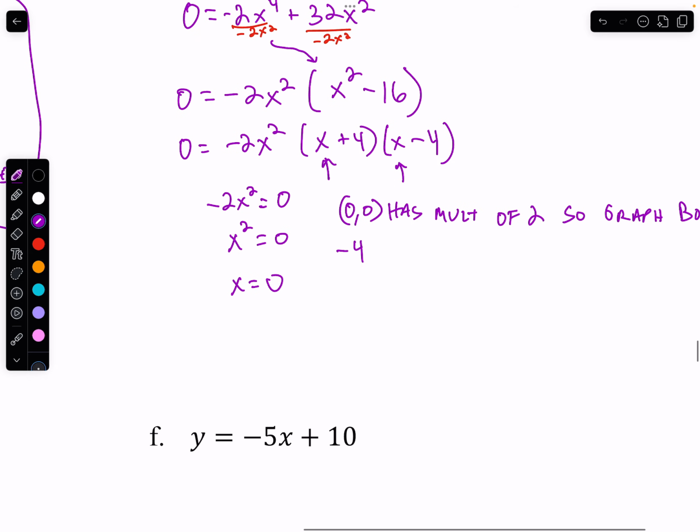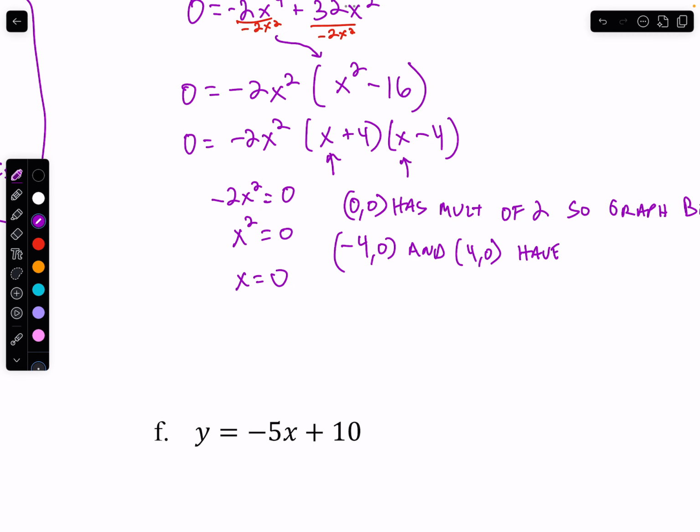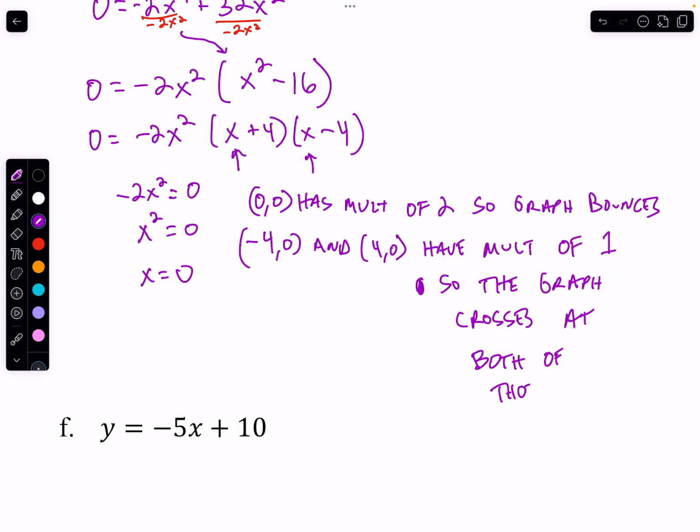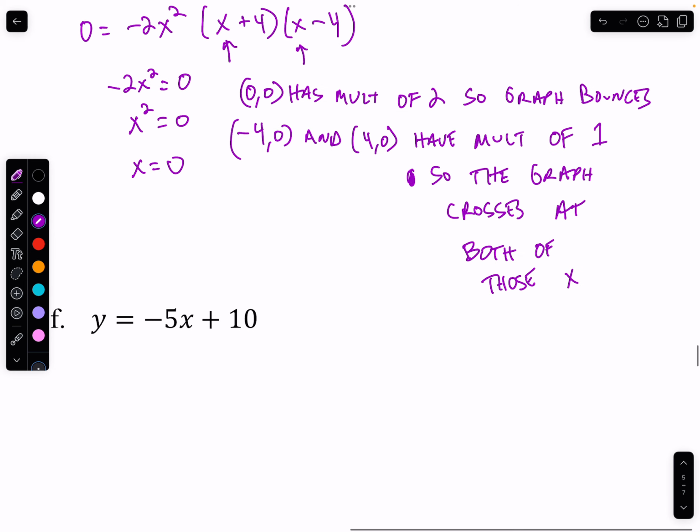All right, then the next zeros would be negative 4, 0, and 4, 0. Since they're the same, I'll group them together. They both have multiplicity of 1 because there's like a 1 here and a 1 here if you don't see it. So the graph crosses at both of those x-intercepts. And that's our answer.